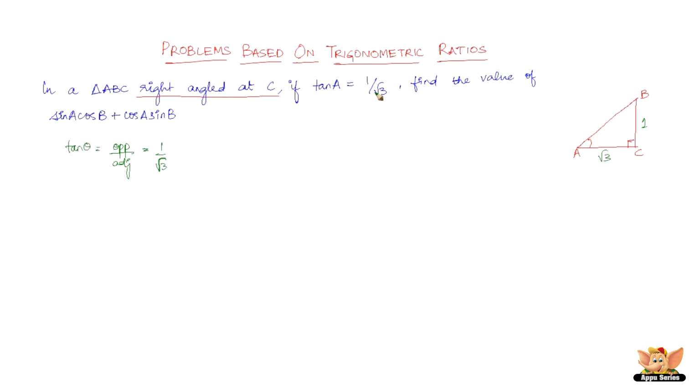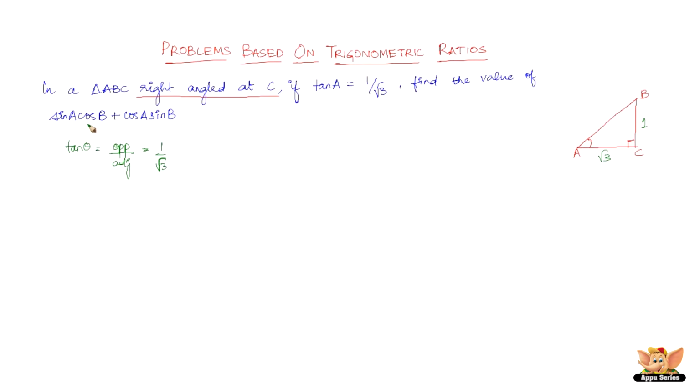Now we need to find the value of sin A. Notice very carefully here. We need to find the value of sin A cos B, cos A sin B. Till the previous problems, we just solved problems with respect to one angle. But here, there is sin A cos B. When we consider cos B, the adjacent and the opposite change. When we consider cos A, the adjacent and opposite change. So that's the point to be noted here.